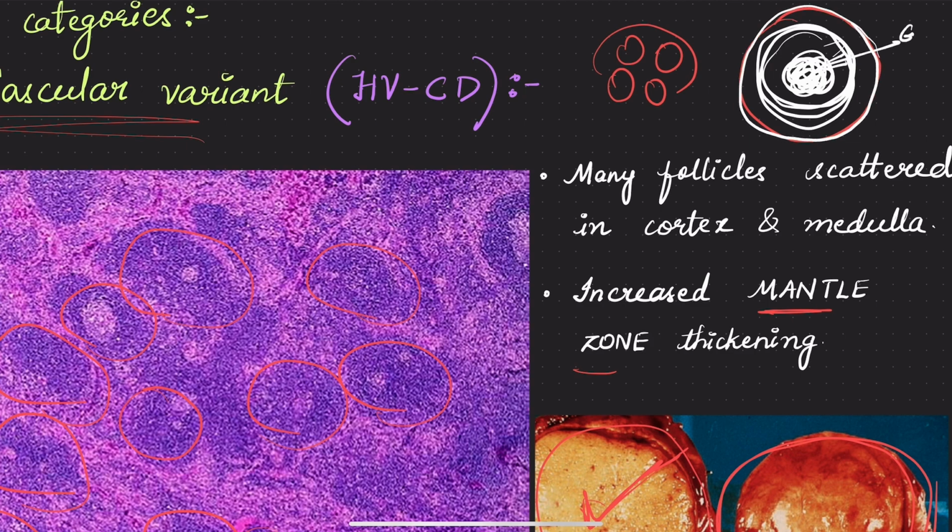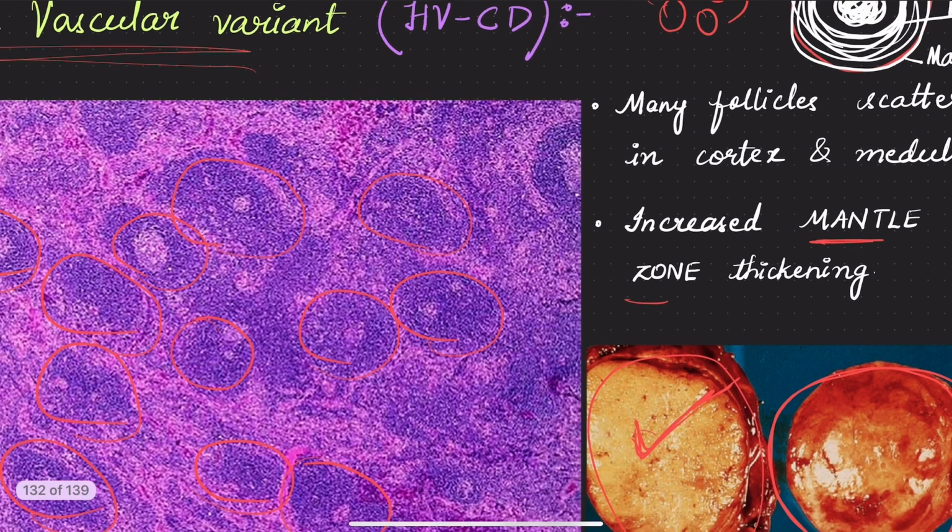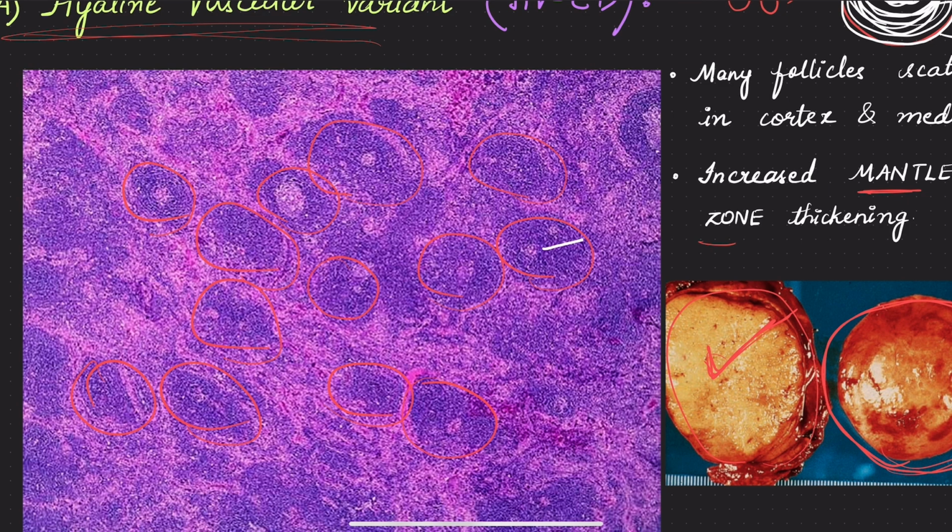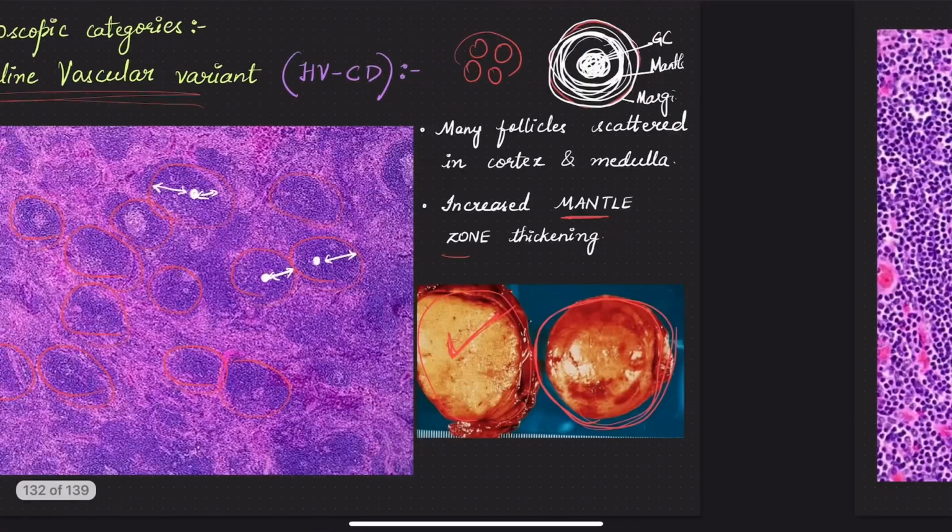So at the center there is a germinal center. Around it is the mantle zone. Lastly, there is a marginal zone. So in hyaline vascular type, there is hyperplasia in the mantle zone. Hence, the mantle zone appears thickened. This is the mantle zone. The center is the germinal center. The mantle zone is thickened. This is the germinal center. Thickening of the mantle zone is prominent here.